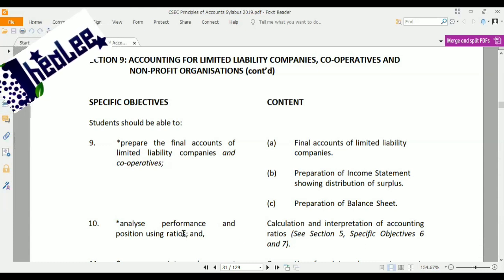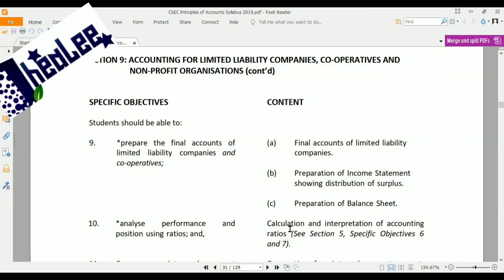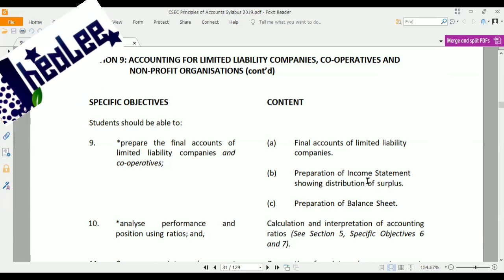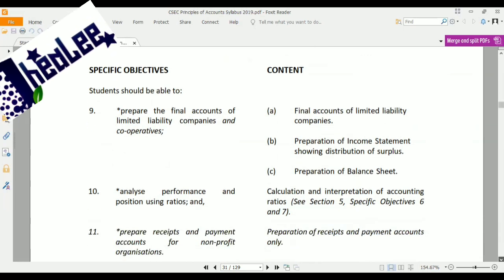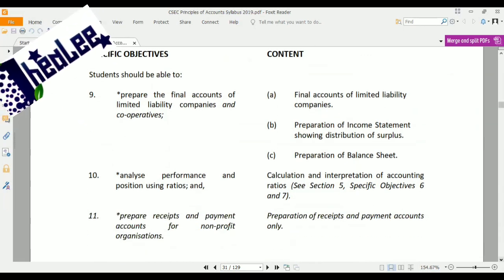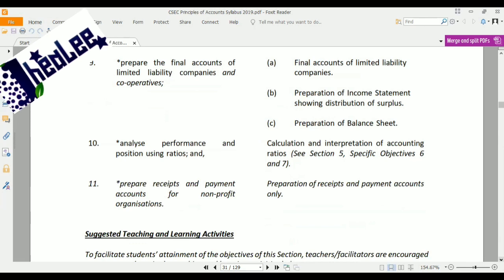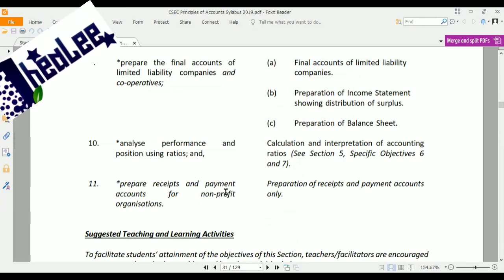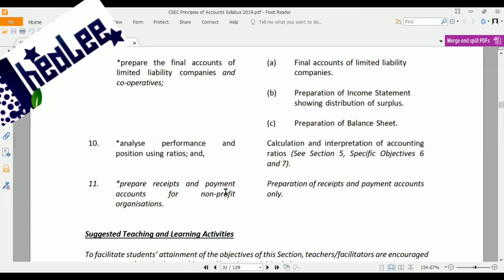Number 10, analyze performance and position using ratio. So we mentioned ratio earlier. It can come out in this section just the same. They need to know your financial analysis ratios for any section basically, because it can come out with your sole trader, it can come with your partnership, it can come with your company, your cooperatives, etc.